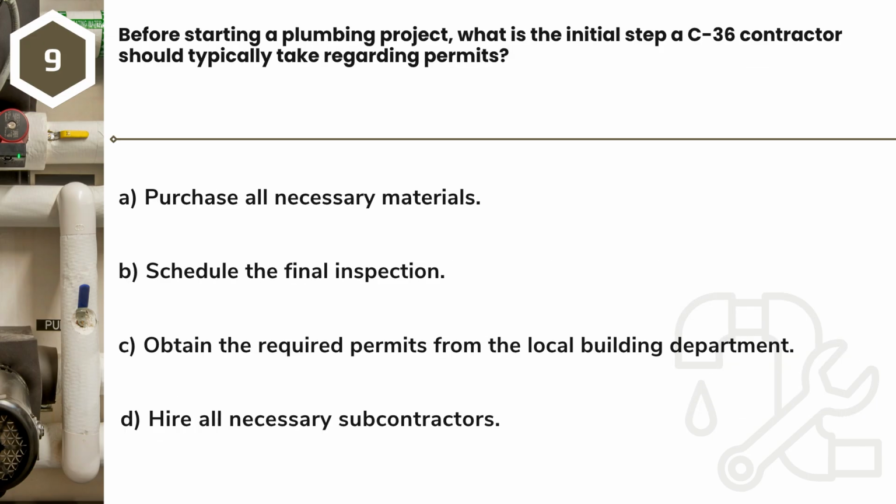Question 9. Before starting a plumbing project, what is the initial step a C-36 contractor should typically take regarding permits? A. Purchase all necessary materials. B. Schedule the final inspection. C. Obtain the required permits from the local building department. D. Hire all necessary subcontractors.